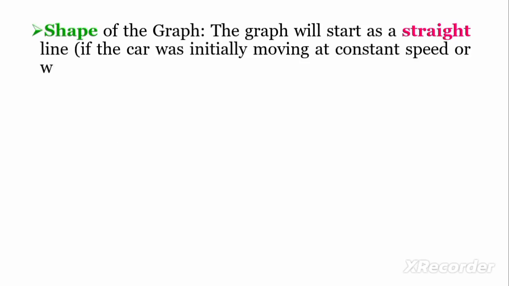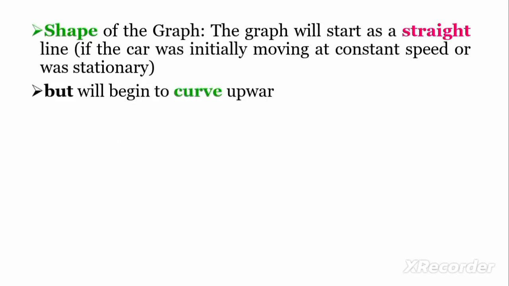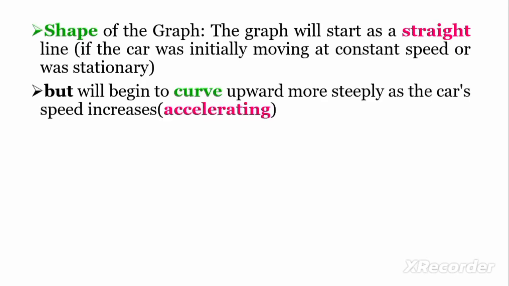The graph will start as a straight line if the car was initially moving at constant speed or stationary. But it will begin to curve upward more steeply as the car's speed increases, or is accelerating. So the graph will start as a straight line, then as it progresses, it will tilt towards the speed, or towards velocity.